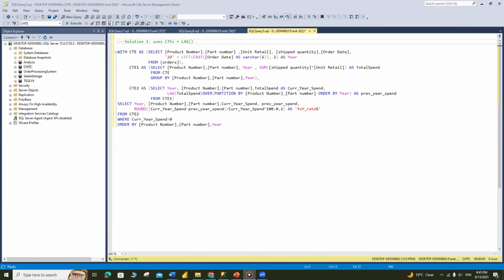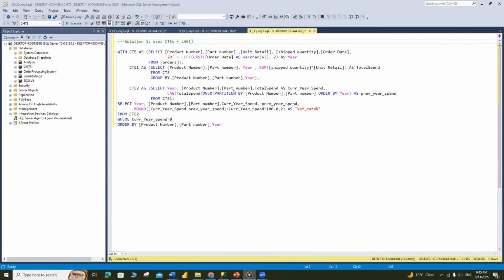Now let's see the solutions in SQL Server Management Studio. Solution 1 uses CTEs and the lag function. We first extract the year from the order date and calculate total spend by some aggregating function. Then group by product number, part number, and year. This gives us one row per product, part, and year.